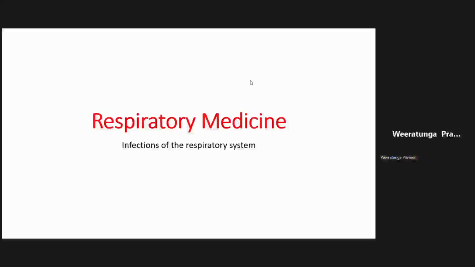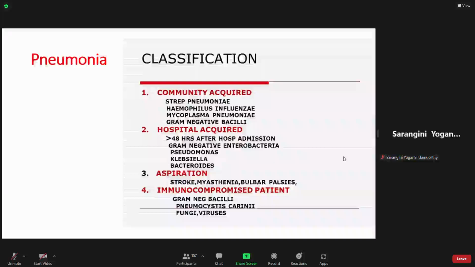Right, so let's crack on with the respiratory system MCQs. So this is MCQ set 2, which is focused mostly on infections of the respiratory system. Right, now let's start with pneumonia.